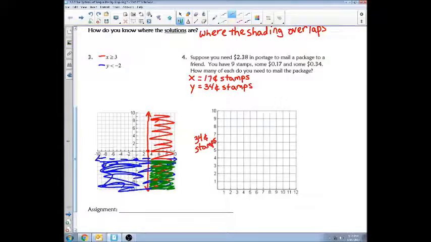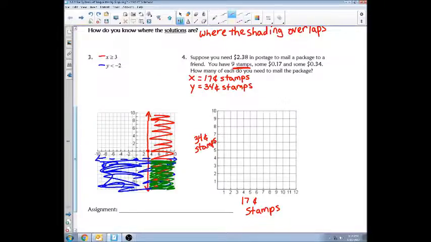The x is my horizontal axis, is my 17-cent stamps. Okay? Now we need to make our system of inequalities, which is the same situation as we used when we made a system of equations. So what we're going to do is first, I want to figure out the total number of stamps.